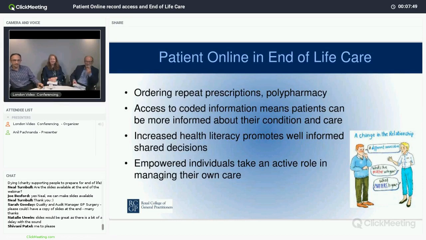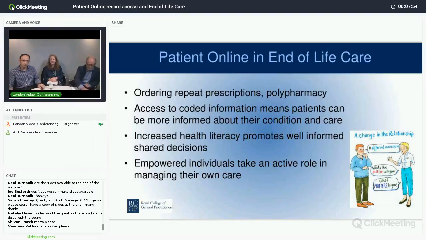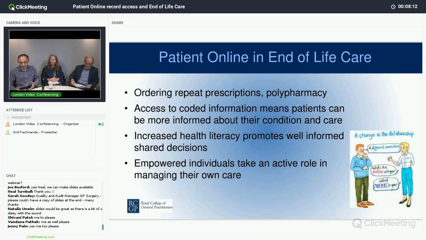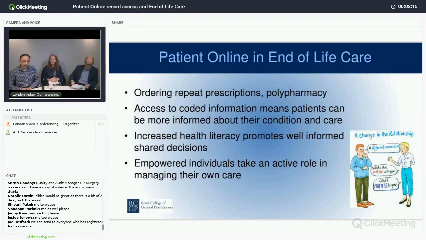So basically, patient online can be used in end-of-life care because it gives people the opportunity to use some of the services that we talked about earlier, the transactional services that we typically think about, which are ordering repeat prescriptions and booking consultations and cancelling consultations. But also these patients often access quite frequently the different services, including general practice.